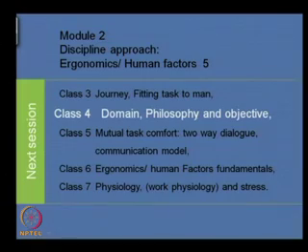Now, the next session we are going to discuss is class number 4, the domain of ergonomics, the basic philosophy and objectives, and the rest will follow: classes 5, 6 and 7, that is mutual task comfort, two-way dialogue, communication model. In class 6, ergonomics and human factors fundamentals, that is physical and psychological aspects issues, and class 7, physiological aspects, mostly work physiology and the stress issues.